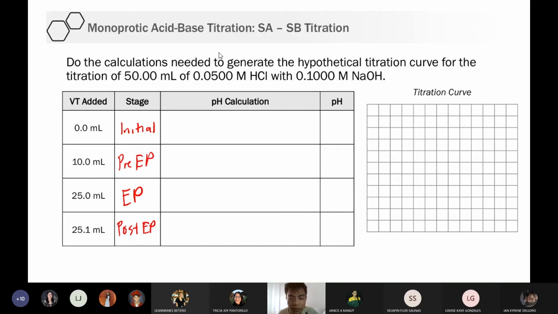Initial. How do we solve for the pH of the solution at the initial stage? We say that the concentration of acid is equal to the concentration of your hydronium ion. Yun na yun. Okay? So kung ilan yung H mo, kung ano yung molarity ng HCl mo, yun na yung kanyang concentration. So, in-negative log mo na lang yun, you will get the pH. So pH is equal to negative log of 0.05. Now, compute natin.